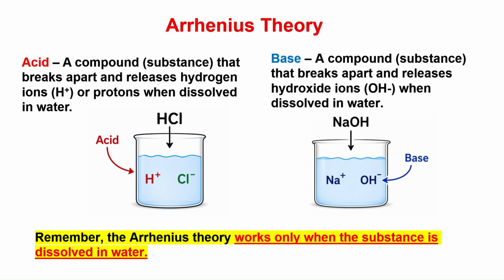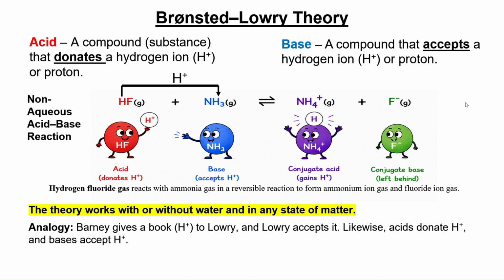So the biggest thing to remember about Arrhenius theory is that it only works when the substance is dissolved in water. Therefore, the Arrhenius theory has limitations, because acid-base reactions can happen without water and in different states of matter. This is where the Brønsted-Lowry theory allows us to explain acid-base reactions that do not always require water.